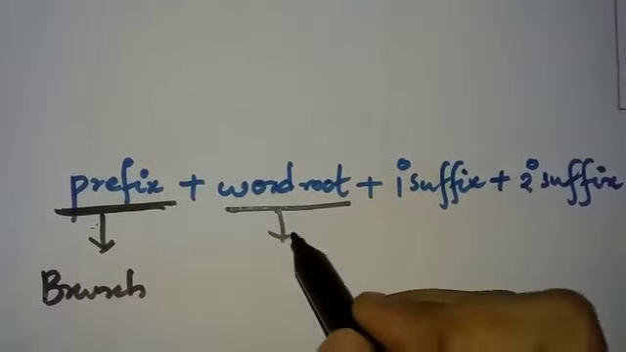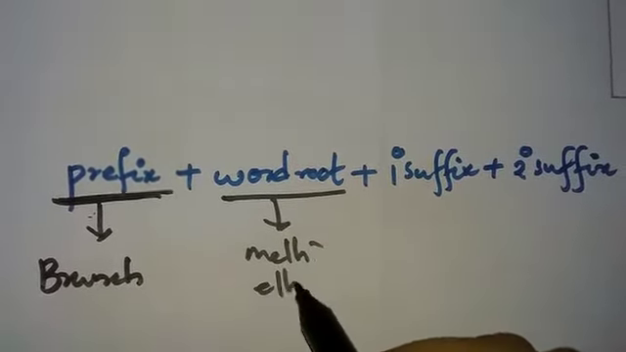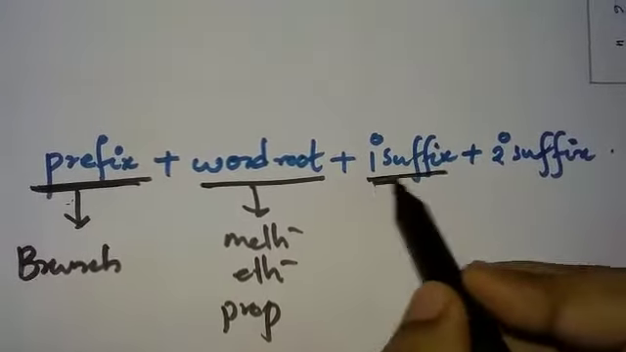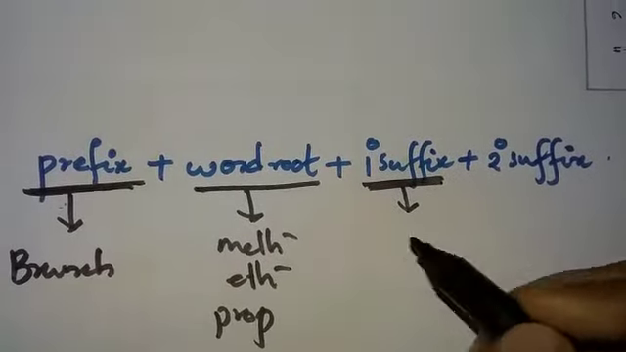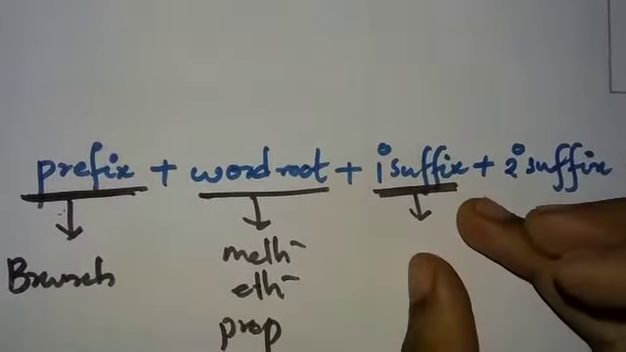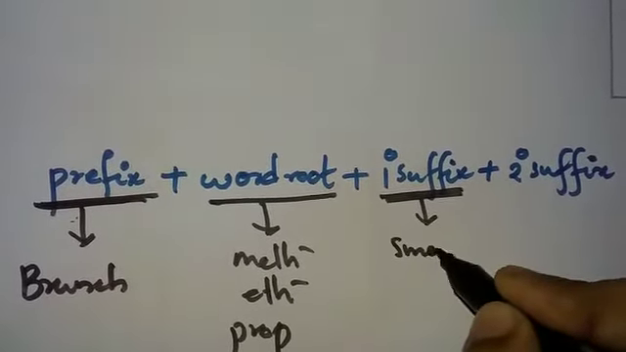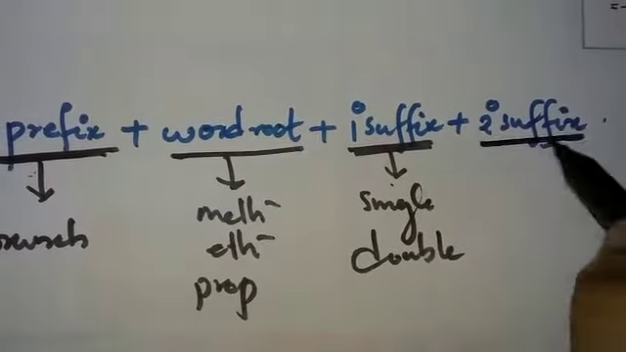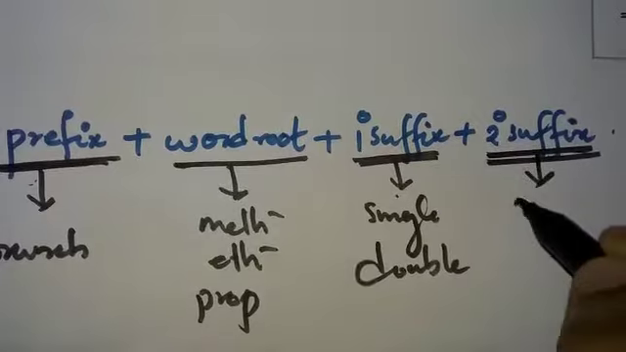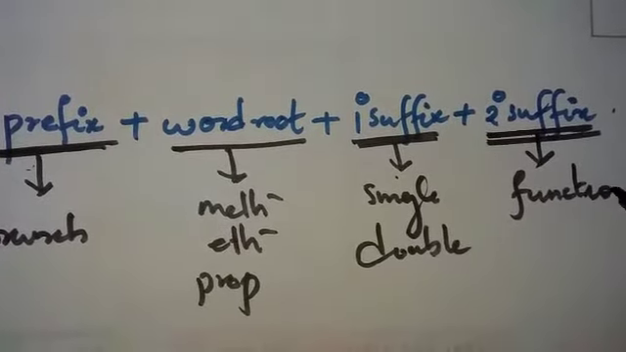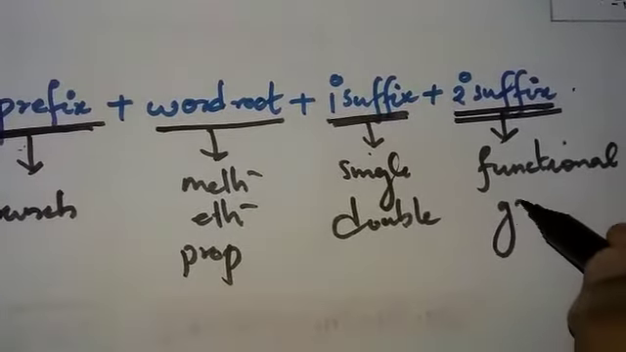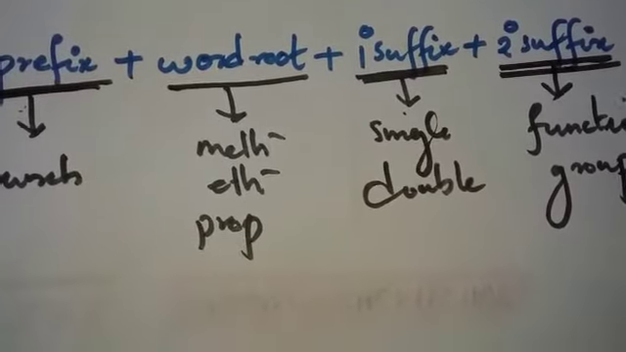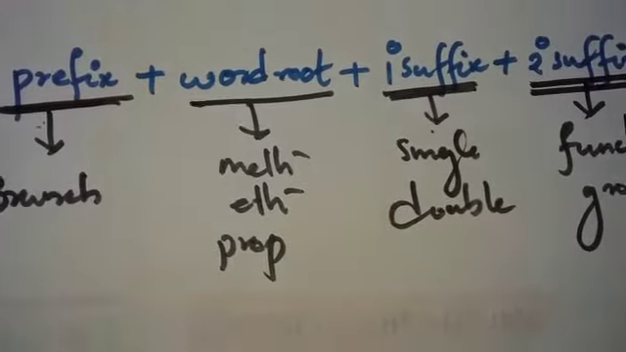The word root is meth, eth, prop, but, pent, and so on. The primary suffix says whether the compound is saturated or unsaturated, that is, whether the compound contains a single bond or a double bond. The secondary suffix says whether the compound has any functional group. There are so many rules for naming organic compounds. When we do the questions, I will explain them. So let's start doing questions.